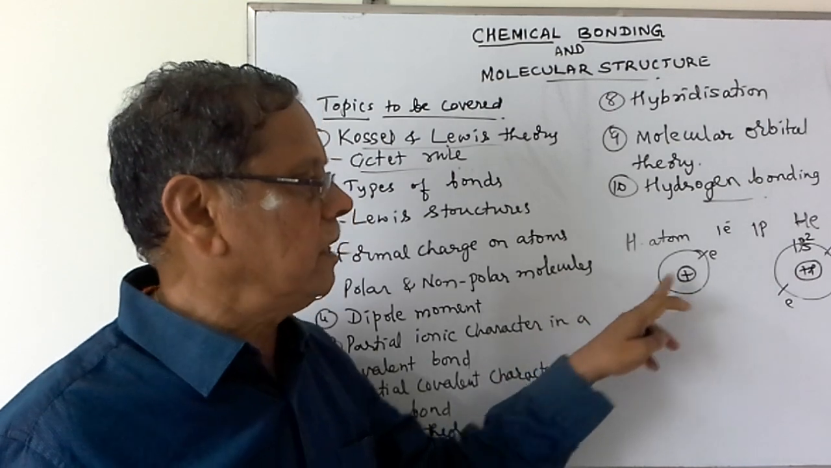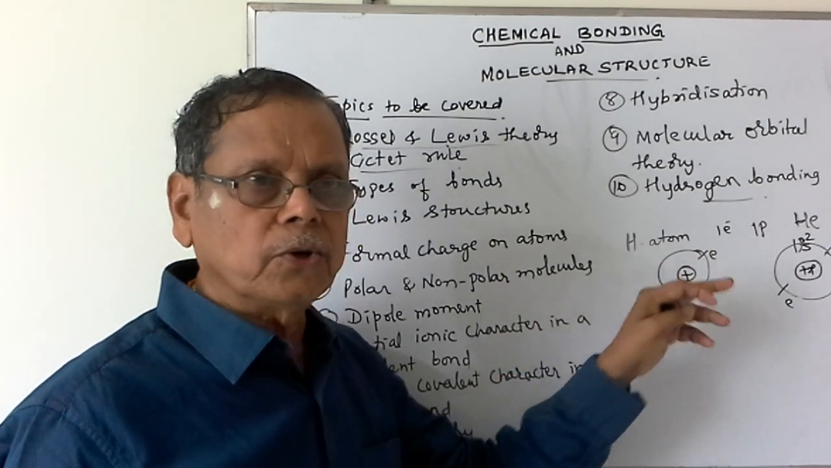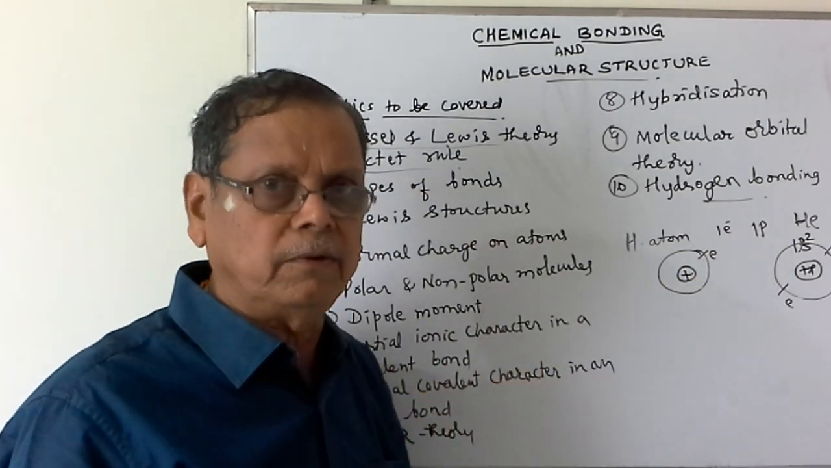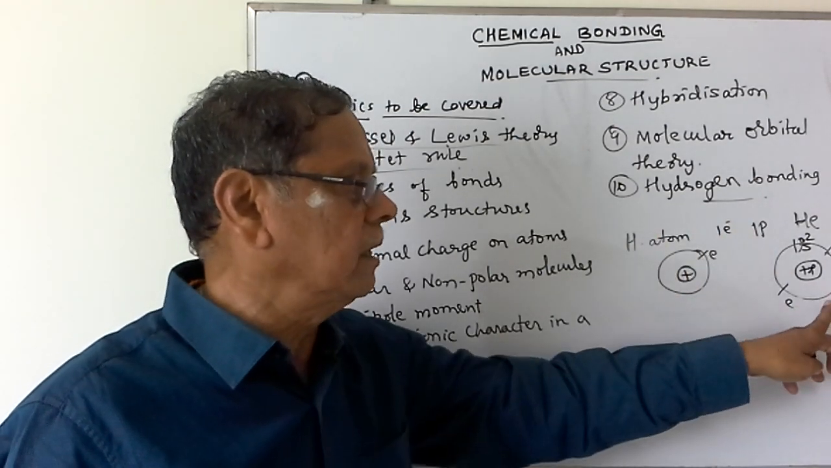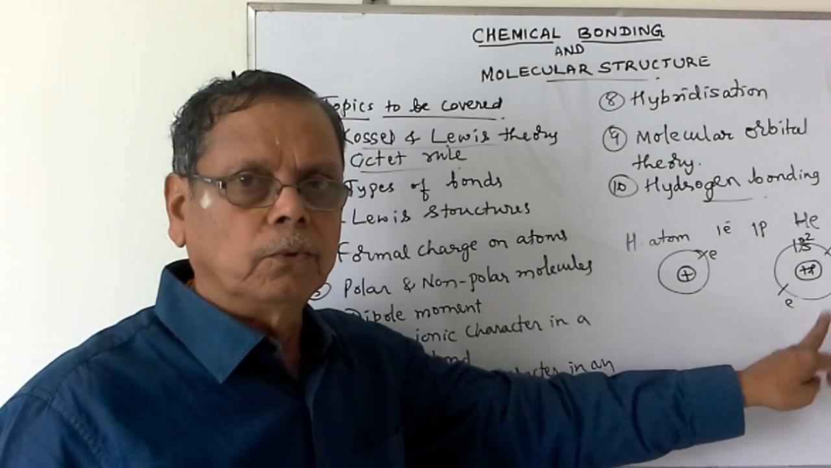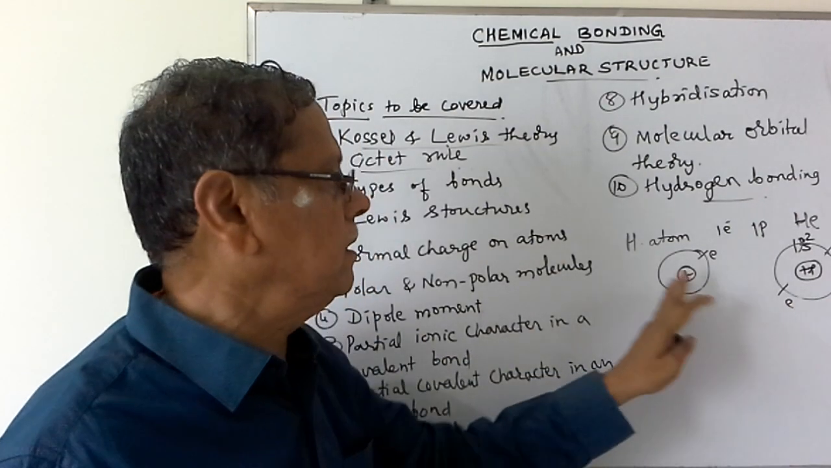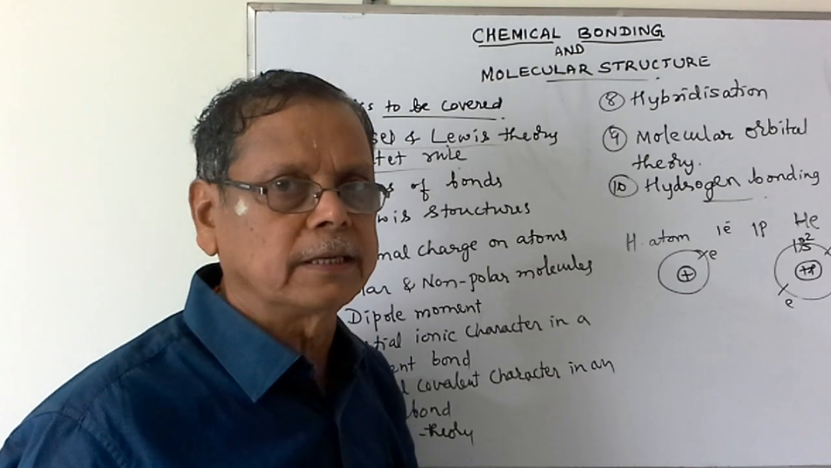But in case of the hydrogen atom, there is only one electron. So it may either lose the electron so that the orbit becomes empty, or it may gain one electron so that it attains the configuration 1s2. That is the reason why the hydrogen atom undergoes certain reactions.